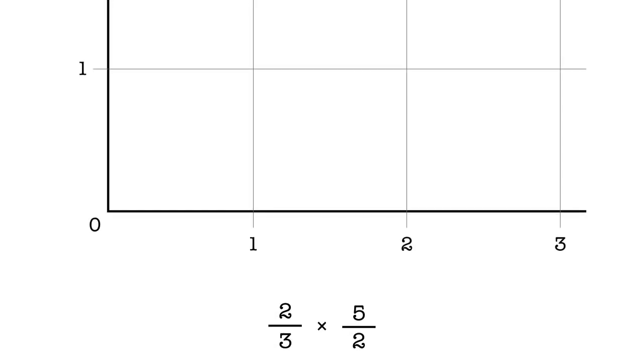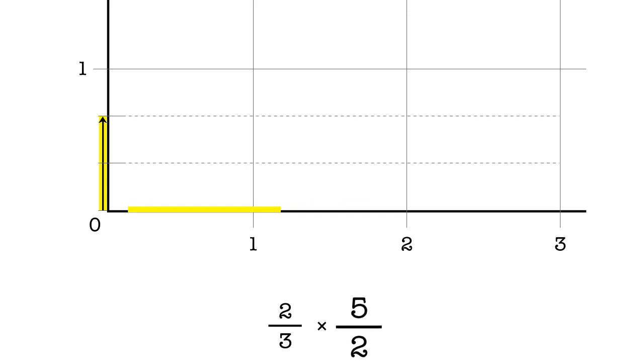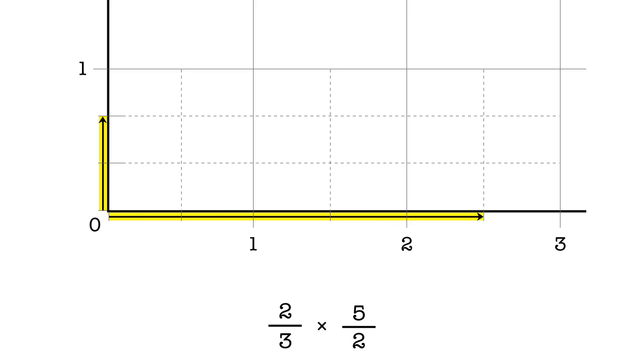Here's another example. We can show the problem in an array. We will show 2/3 on this side, so we divide the whole units into thirds and count up 2/3. We will show the second fraction, 5/2, on this side. So we divide the whole units into halves and count up 5/2. The array for our problem looks like this.